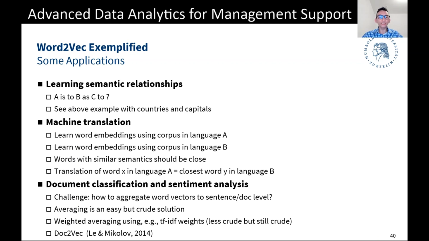Document classification and sentiment analysis is yet another. At this point, we would need a mechanism to aggregate words and word vectors to the sentence or document level, depending on whether we want to predict sentiment in a sentence or the document as a whole. We could just average over the word vectors. That's a crude approach. In practice, it might not work too badly.